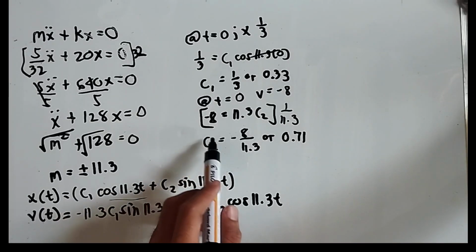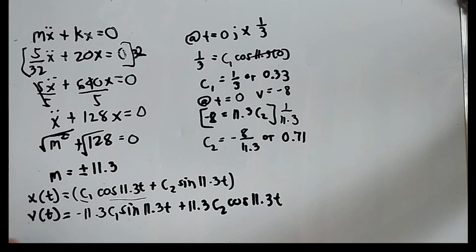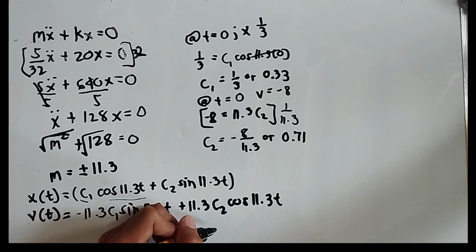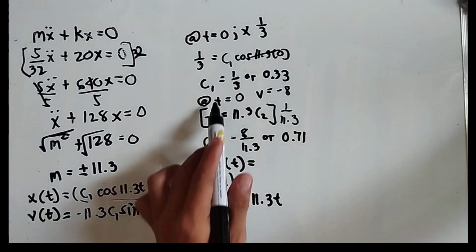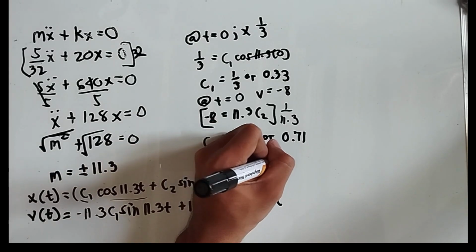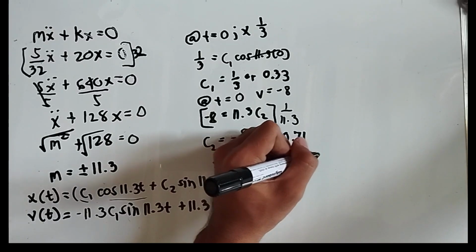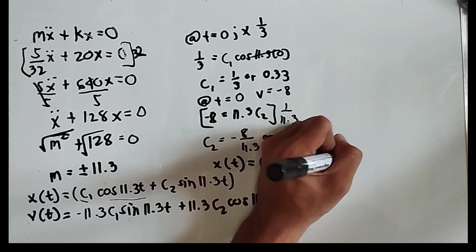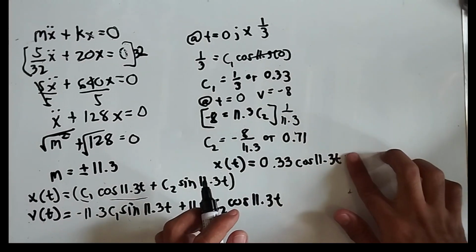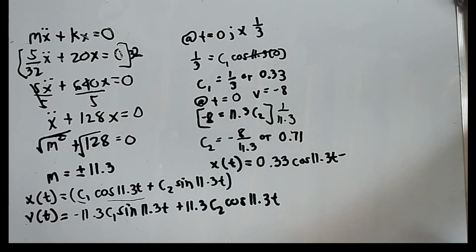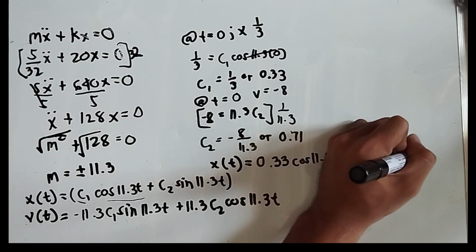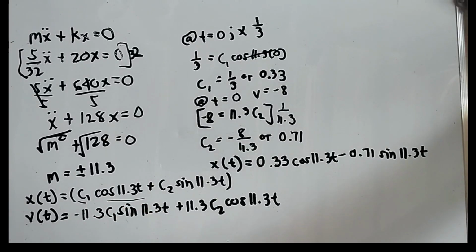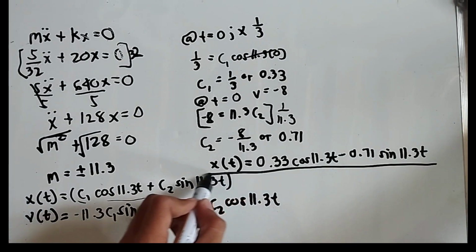In order to describe the motion, we have to substitute c sub 2 and c sub 1 in this equation. So we have x(t), or x in terms of time, is equal to 0.33 cosine 11.3 t, and this should be minus, since our c sub 2 is negative, minus 0.71 sine 11.3 t. So this would be our description for the motion of the spring.